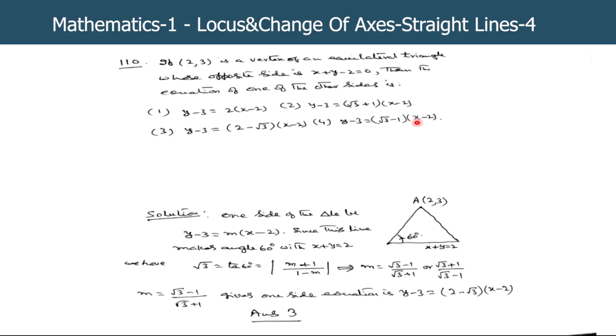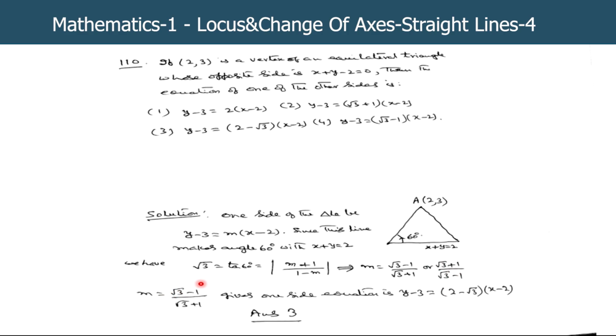So suppose one of the other two sides passes through (2, 3). Suppose one of the sides' equation is y minus 3 is equal to m into x minus 2. Since this line makes angle 60 degrees with the line x plus y is equal to 2, we have root 3 is equal to tan 60, which is equal to modulus of m plus 1 by 1 minus m. So that implies m is equal to root 3 minus 1 by root 3 plus 1, or root 3 plus 1 by root 3 minus 1.